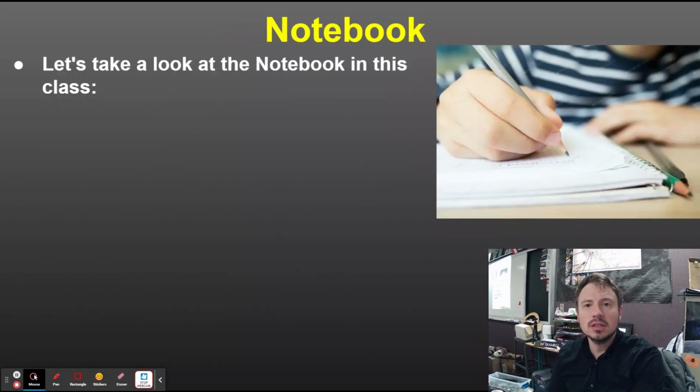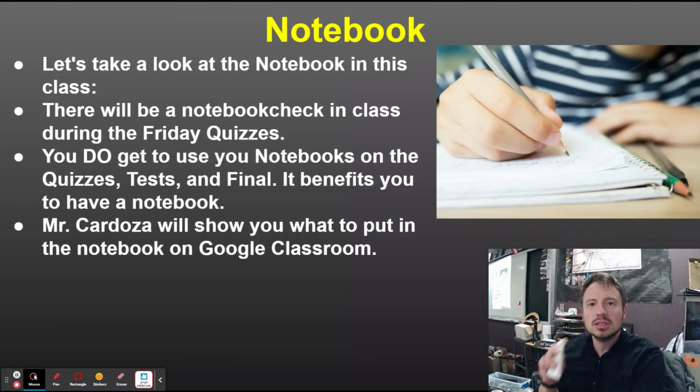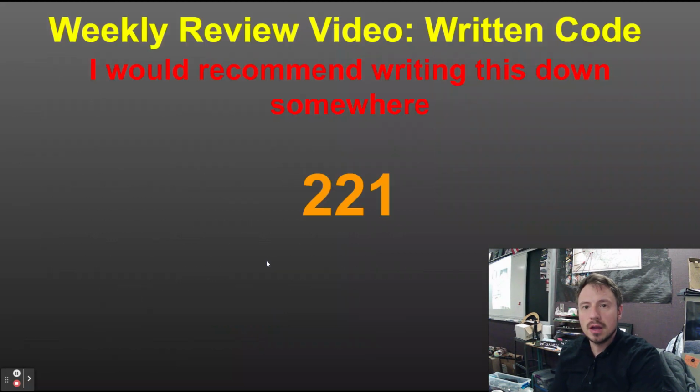So remember, when you're looking through this video or looking at the slides that accompany this video, what's in green is a nice way to make a little bulleted list of what is important. The rest is just good, important information that could help you out, just that extra information. So write what's in green. All right, so this is the written code. I would recommend writing this down somewhere.